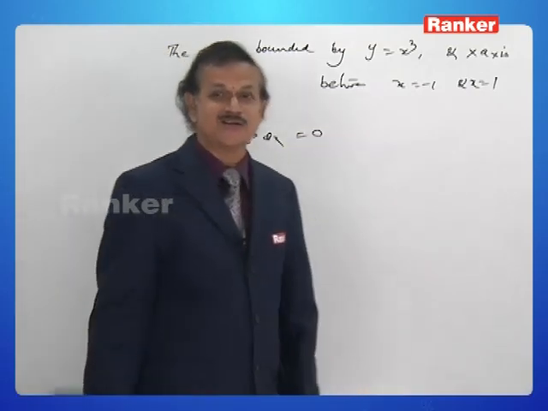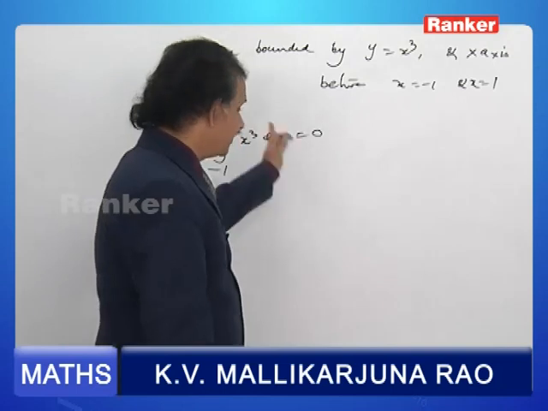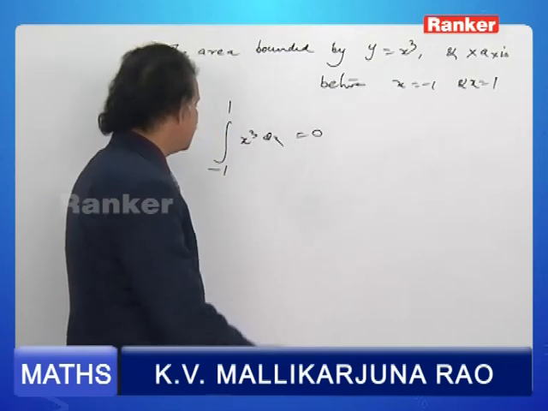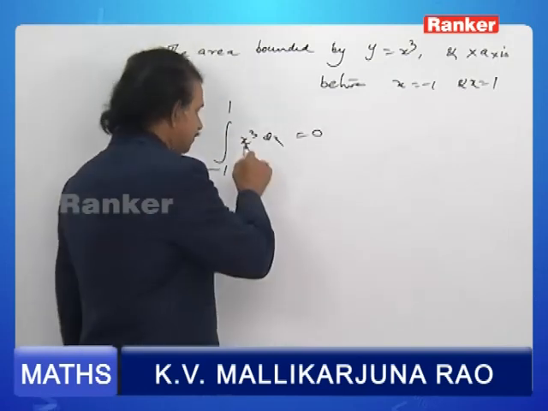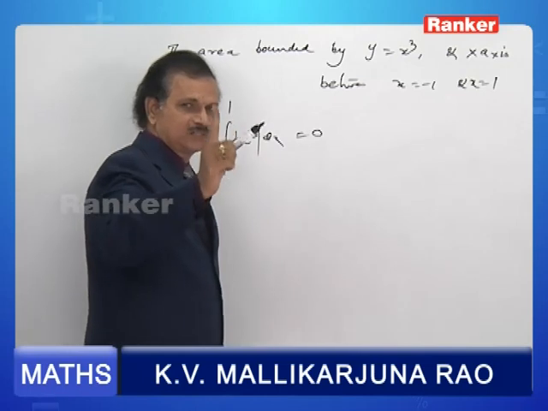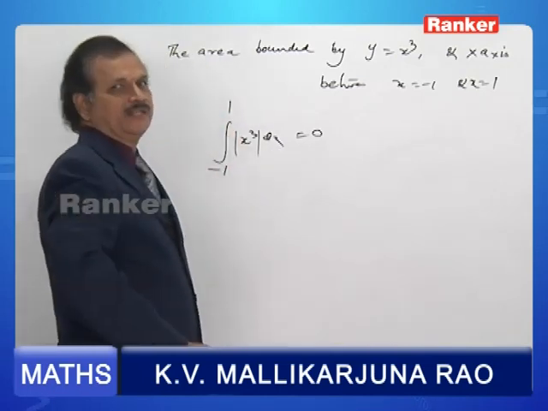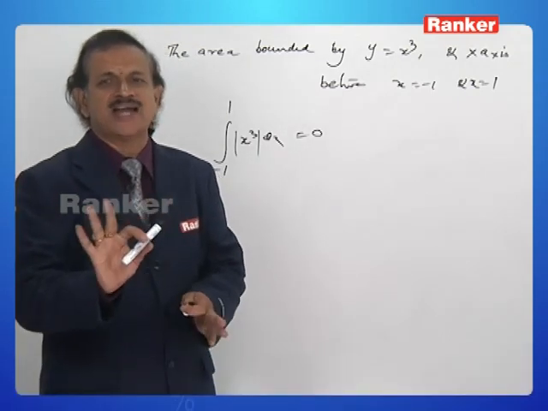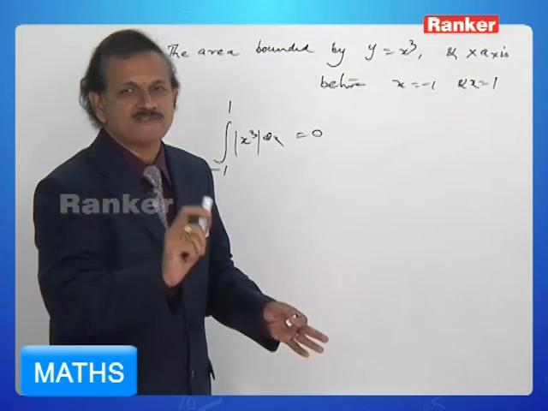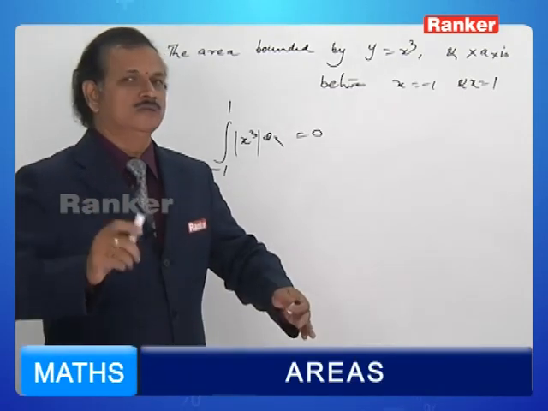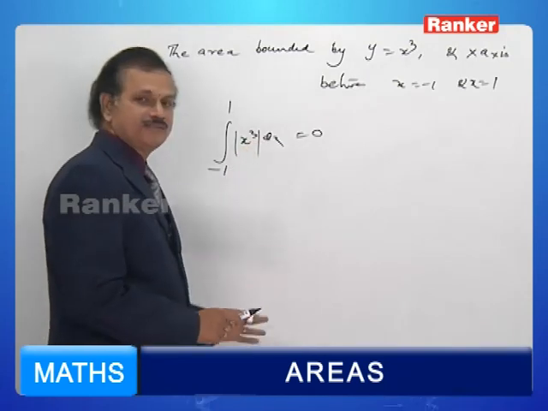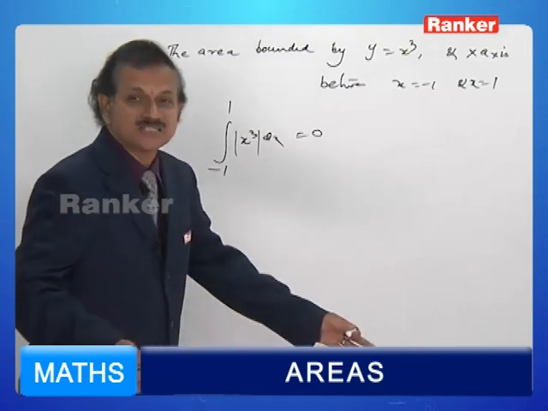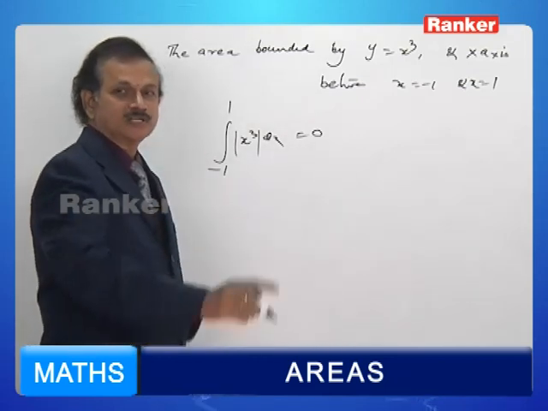Is the area 0? No. That is a dangerous way of thinking. Do not think like that. Why? Because between minus 1 and 1, you are supposed to have mod x cube but not x cube. Because in the very fundamental formula, it is not integral a to b f of x, it is integral a to b mod f of x. So you must know when this can be positive and when negative. So it is a must to look at the graph of the function.